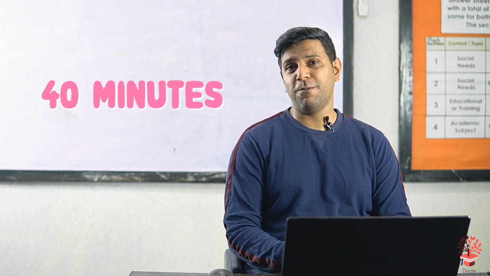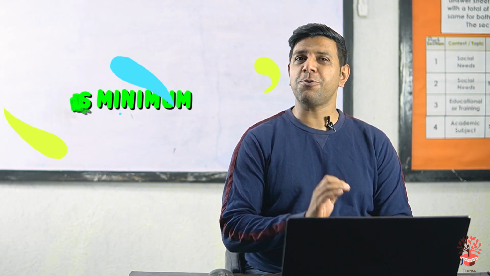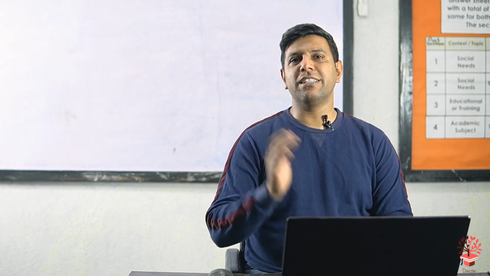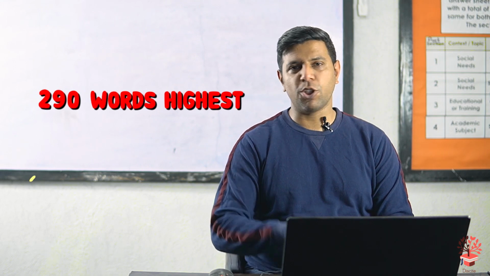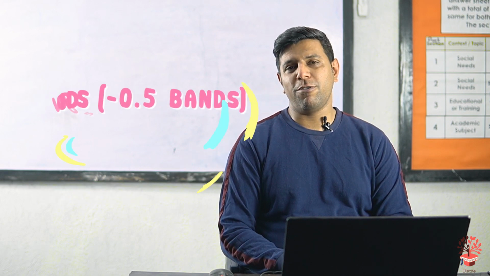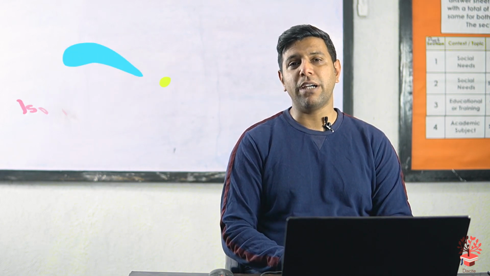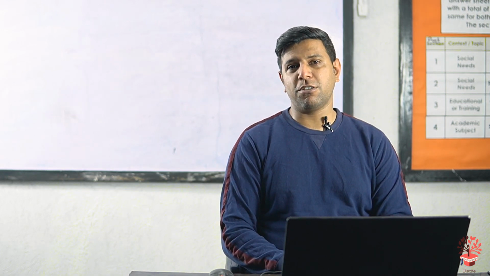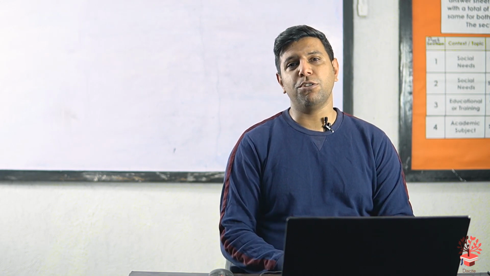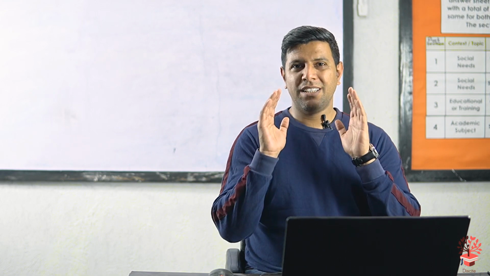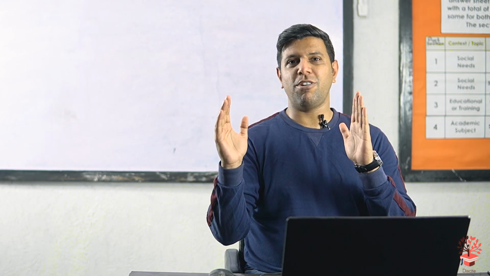You have to write an essay, and you have 40 minutes to do so. And you have to write at least 250 words. When I say at least, it's the minimum. The highest is around 290. Don't go for 300 because if you write 50 words more than the minimum, you're going to lose 0.5 bands. And if you write 100 more, you could lose up to a band. What does it mean? If your writing score is 7, it will go down to 6 if you had 350 words or more. So stick between 250 to 290.